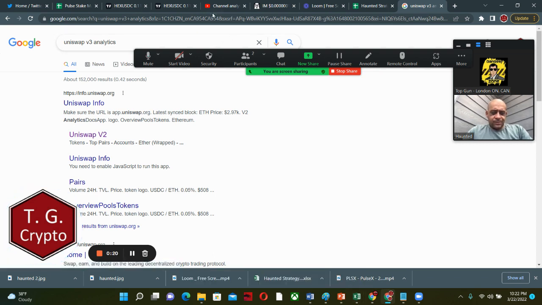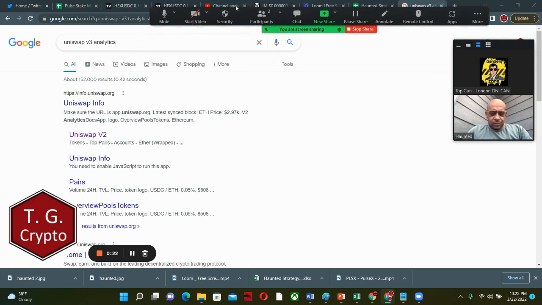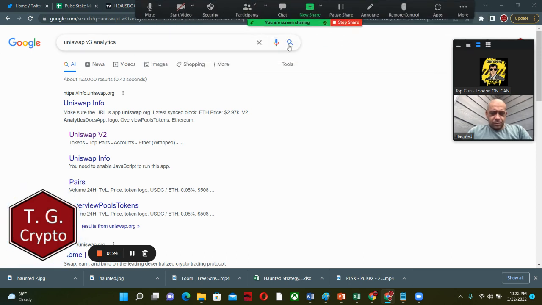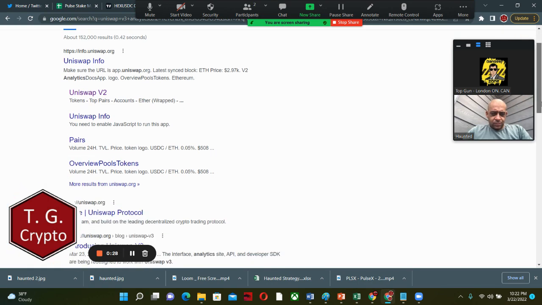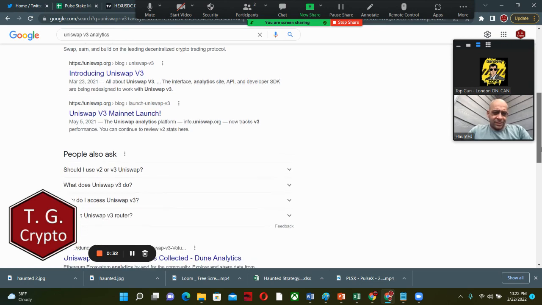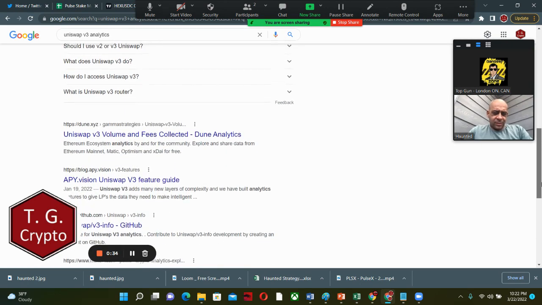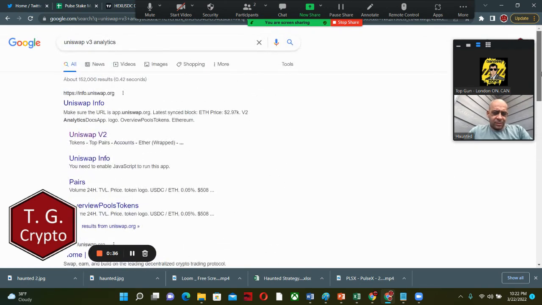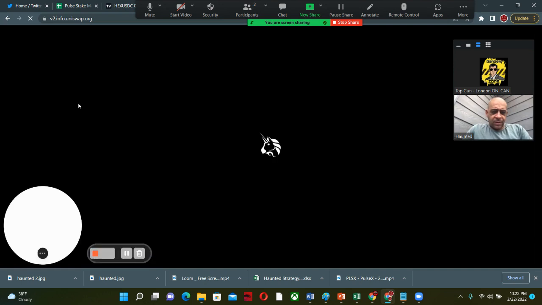Let's get rid of that. This bar is, of course, in my way because I have too much going on. Why is this coming up? Uniswap v2. Do I have to scroll down for v3? I think if you click on Uniswap v2, just change it to v3. Maybe.